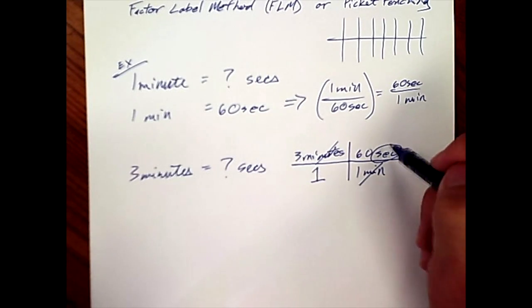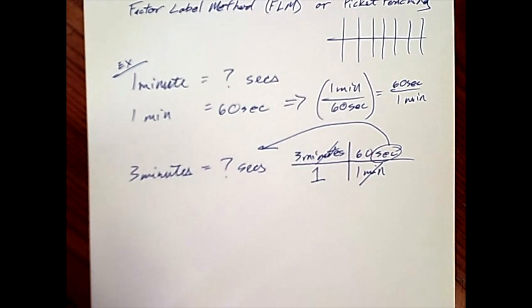I double check that this is what I want, and then I use my calculator, right? I do not go ahead and do any kind of calculations until I confirm that the labels have factored out. Factor label method. Make sense?